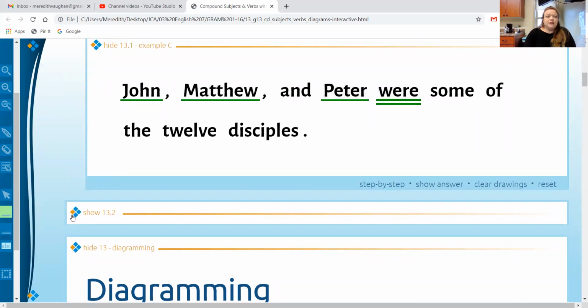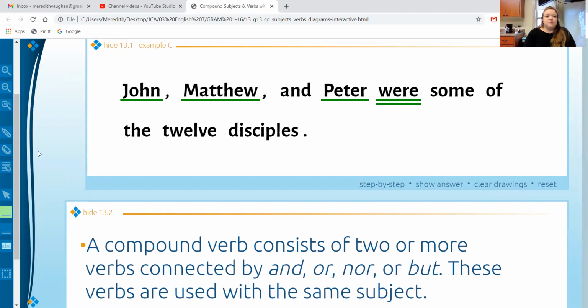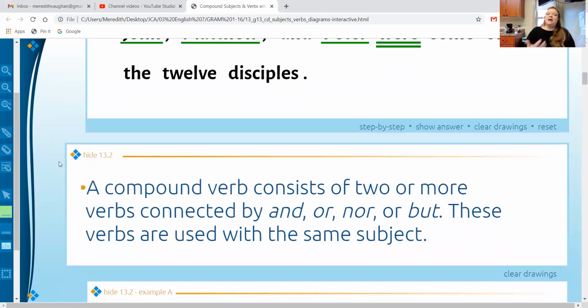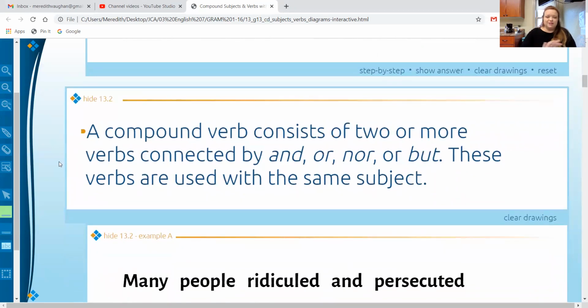Okay. All right, so the next point we want to go over really quick is a compound verb. So compound verb, as you can imagine, this is when you have a subject that is doing two different things. So a compound verb consists of two or more verbs connected by and, or, nor, or but. These verbs are always used with the same subject.